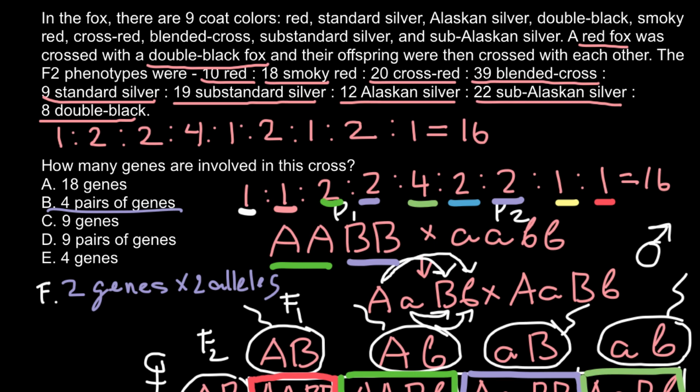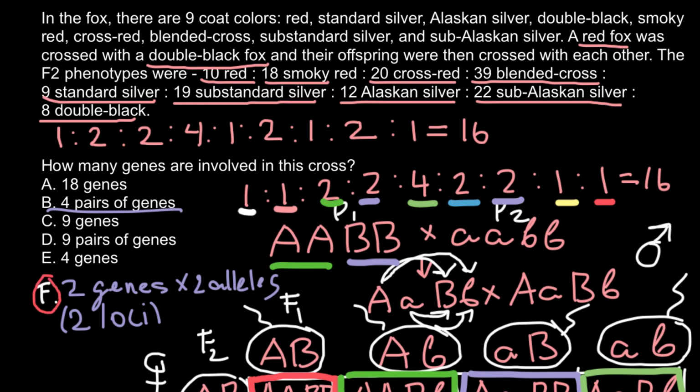And instead of genes, we also can use as a variant of the answer two loci, and each locus has two variants of alleles. And this answer is not the same as answer B, because 4 pairs means 8. And 4 genes or pairs of genes, of course, would mean 4 loci, because each gene occupies a unique place or locus on the chromosome. So as you see, the correct answer is answer F.